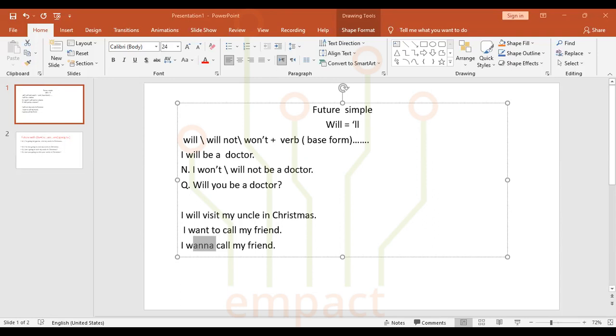The second form of the simple future is be going to. We use it as a way to express the future. I am going to. She is going to be a doctor. Usually after going to, we have the verb in its base form.